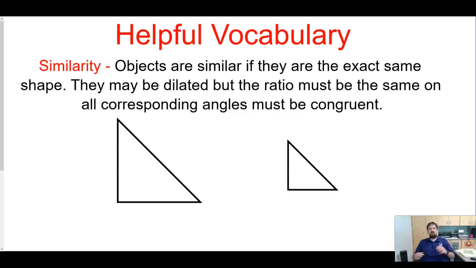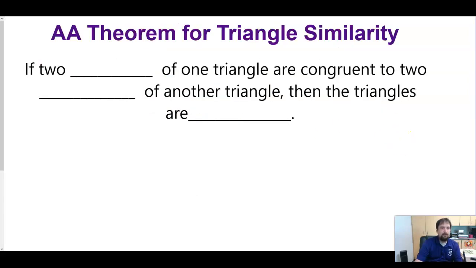First off, similarity means objects are similar, but they are not the exact same shape. They may be dilated, but the ratio must be the same on all corresponding sides, and the angles must be congruent. Okay, so here we go.